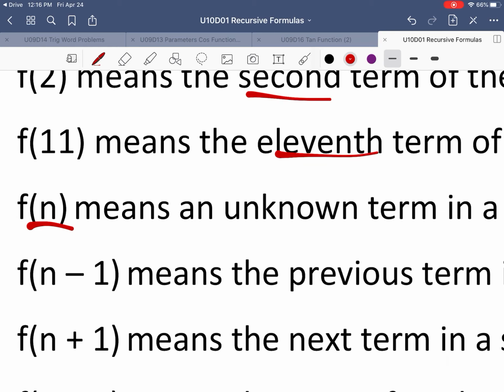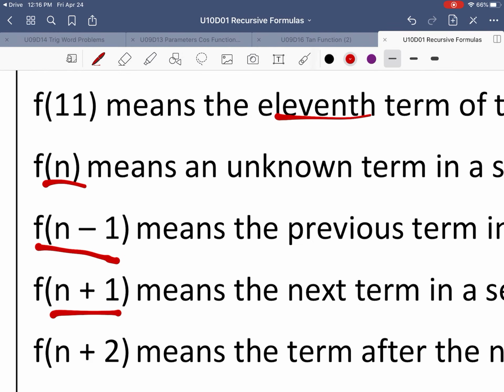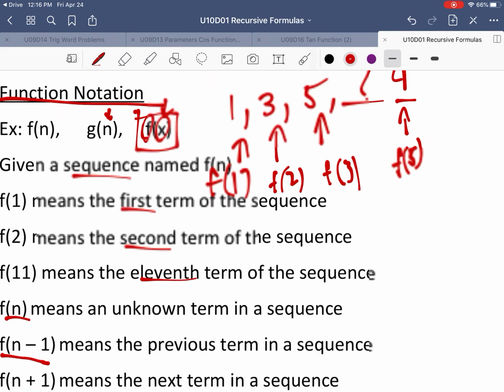Now similarly, f of n is the same thing as a of n. It just means an unknown term or the rule, and f of n minus 1 is the previous term, f of n plus 1 would be the next term, and I didn't mention it last time, but f of n plus 2 would mean the term after the next term.